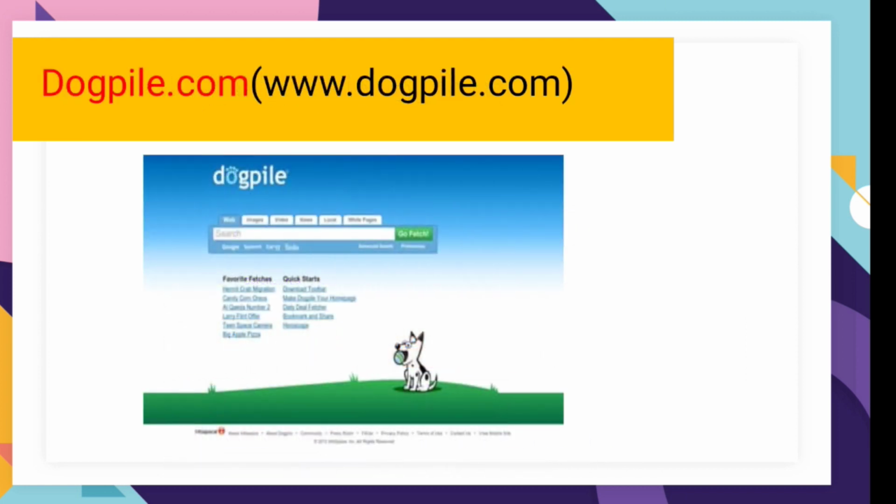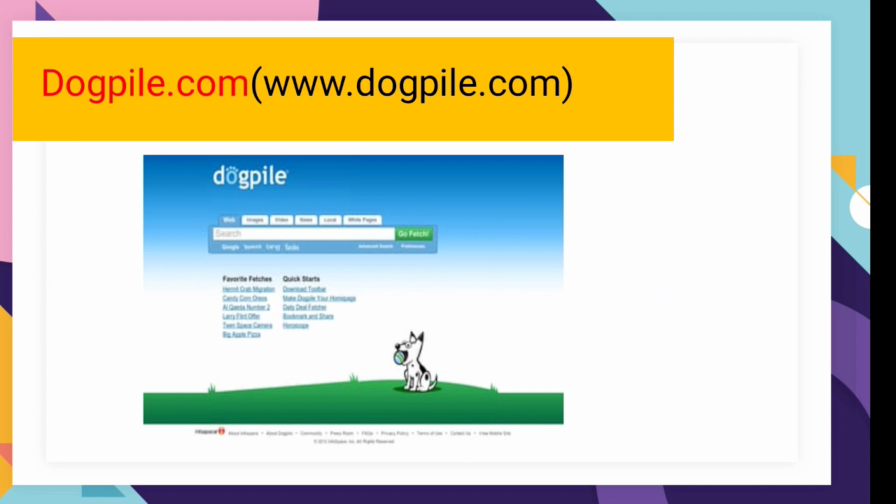The next is Dogpile.com. Dogpile is a meta search engine, which means that it gets results from multiple search engines and directories and then presents the combined result to the user. Dogpile currently gets its results from Google, Yahoo, Ask, About, Miva, and LookSmart.